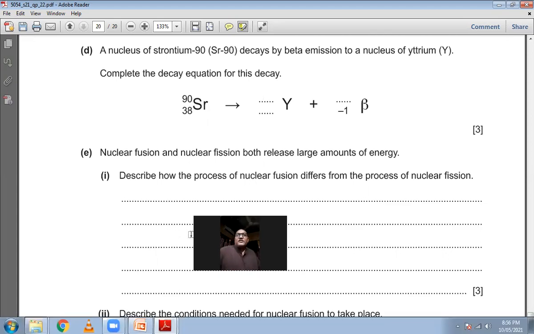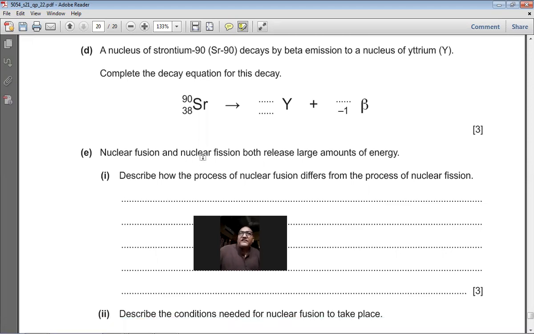So, nuclear fusion and nuclear fission both release large amounts of energy. Describe how the process of nuclear fusion differs from the process of nuclear fission. You see, in nuclear fusion, small nuclei come close to each other under very high temperature and pressure. And those smaller nuclei fuse into each other and make a larger nucleus.